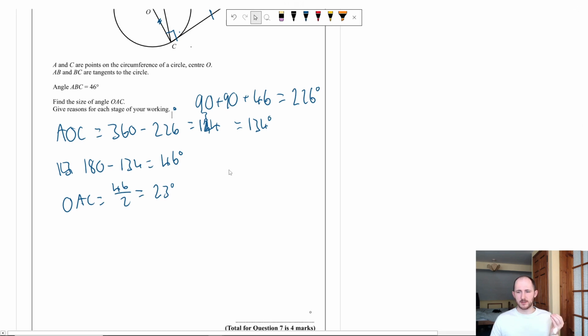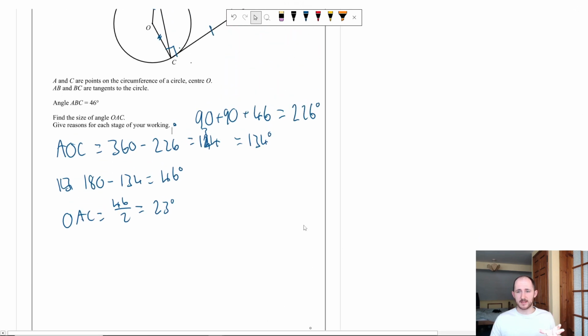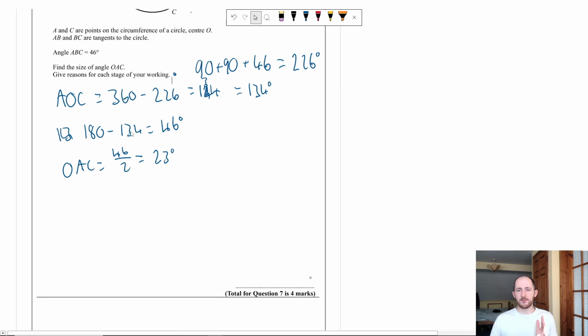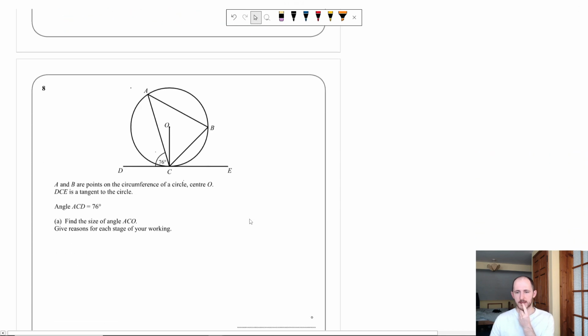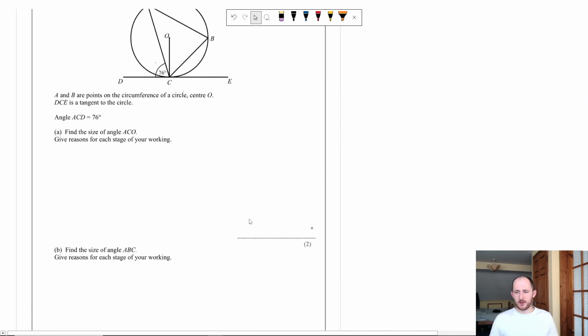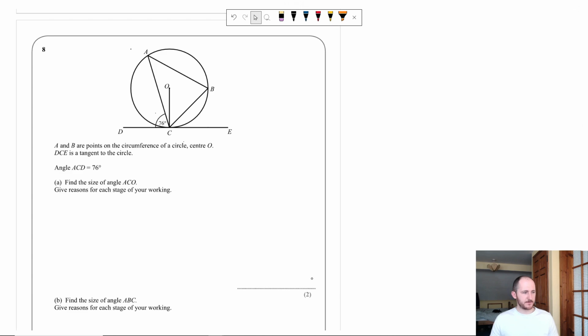That's a very tricky question, or at least it's getting into the kind of grade 7 territory. Again, you need to give reasons. So here, angles in a quadrilateral add up to 360, angles in a triangle add up to 180, base angles of an isosceles triangle are equal to each other. Okay, so again, we're continuing with the kind of grade 7 questions.